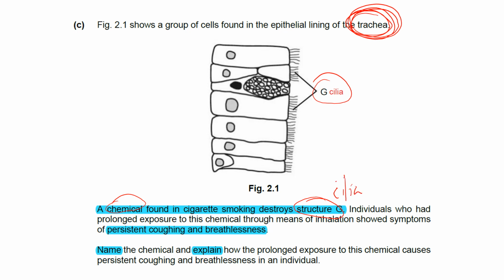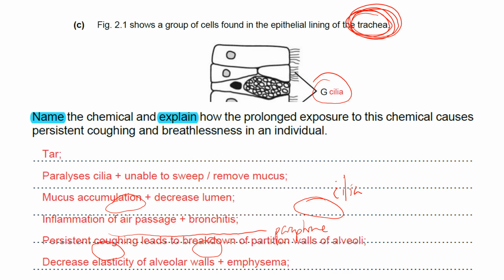So people who have prolonged exposure to this chemical will experience persistent coughing and breathlessness. You must learn how to paraphrase this by writing down the condition. So the question asks to name the chemical and then explain. And this is a 5-mark question, correct? So take a look at the answer. The chemical is tar. All right, sorry for the annotation. So tar is the answer. And then these are the explanation for tar.